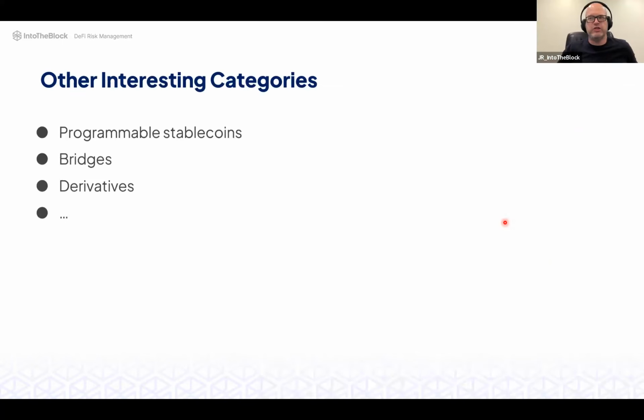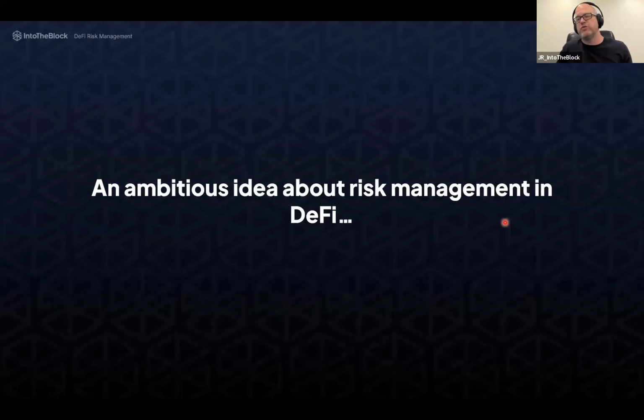An area that we have been doing a lot of work on is programmable stablecoins, because there seems to be a new one every week now, some very good ones. Bridges, obviously, are super interesting because you move capital through bridges, and it's probably the number one attack vector in DeFi. And obviously derivative protocols are getting some traction. So these are areas where we're spending time modeling risk as well.